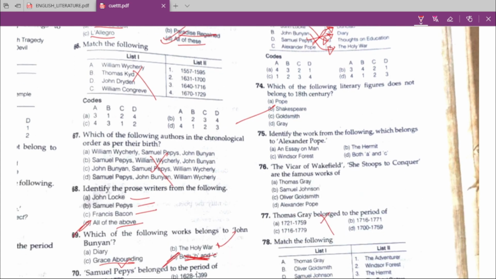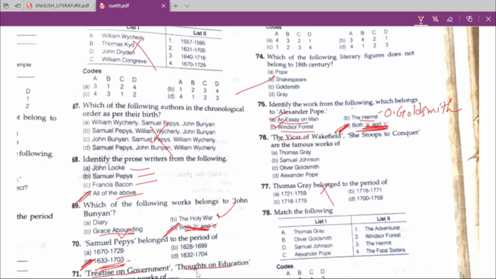Identify the work from the following which belongs to Alexander Pope. An Essay on Man, Windsor Forest, The Hermit. So An Essay on Man is actually written by Alexander Pope. Windsor Forest was also written by Alexander Pope, whereas The Hermit is actually written by Oliver Goldsmith. So both A and B are right. D is the right option. An Essay on Man and Windsor Forest were written by Alexander Pope, whereas The Hermit was written by Oliver Goldsmith.